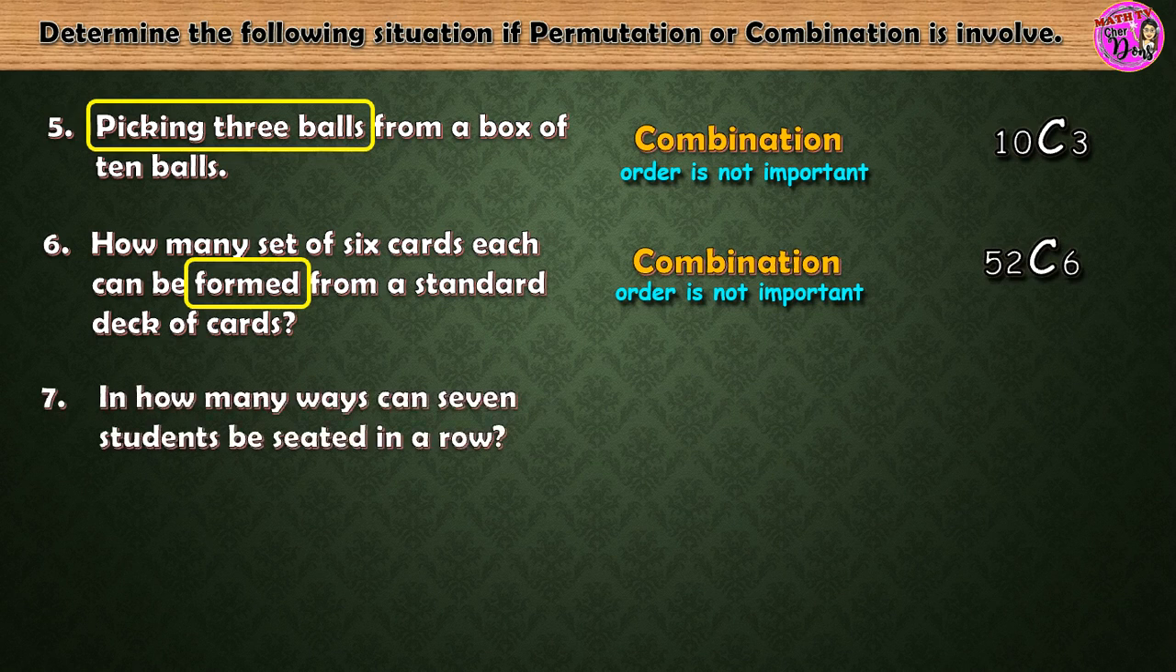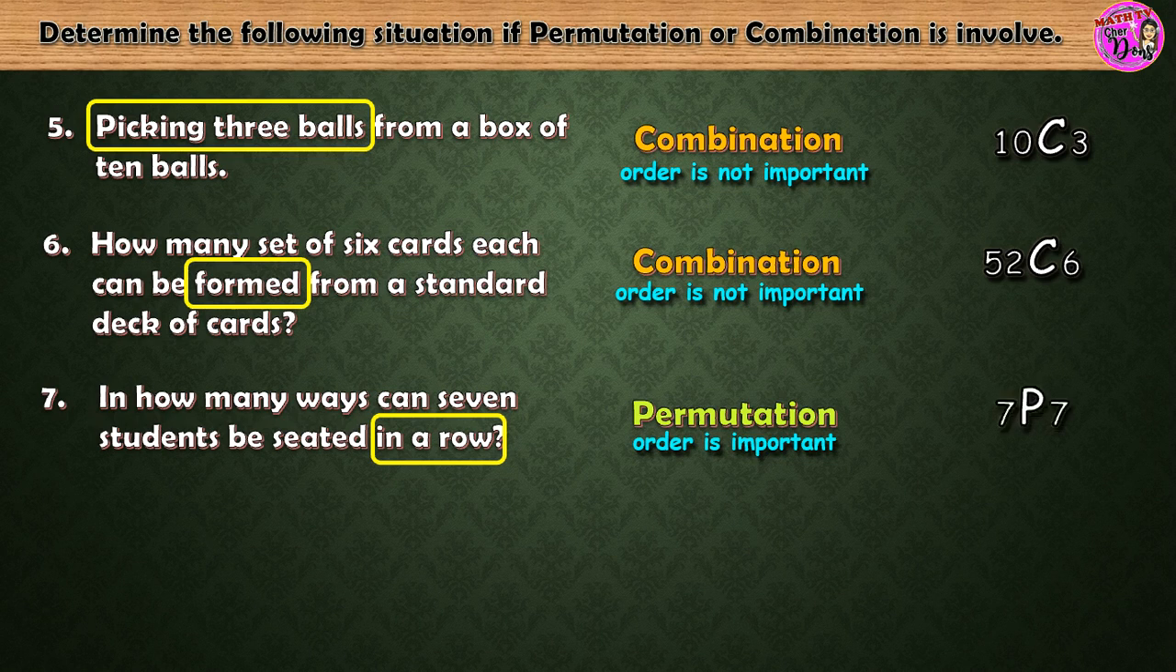Number 7, in how many ways can 7 students be seated in a row? The keyword used is in a row. So, changing the order in a row will create another arrangement. It involves permutation, in which order is important. It can be solved as permutation of 7 objects taken 7 at a time.